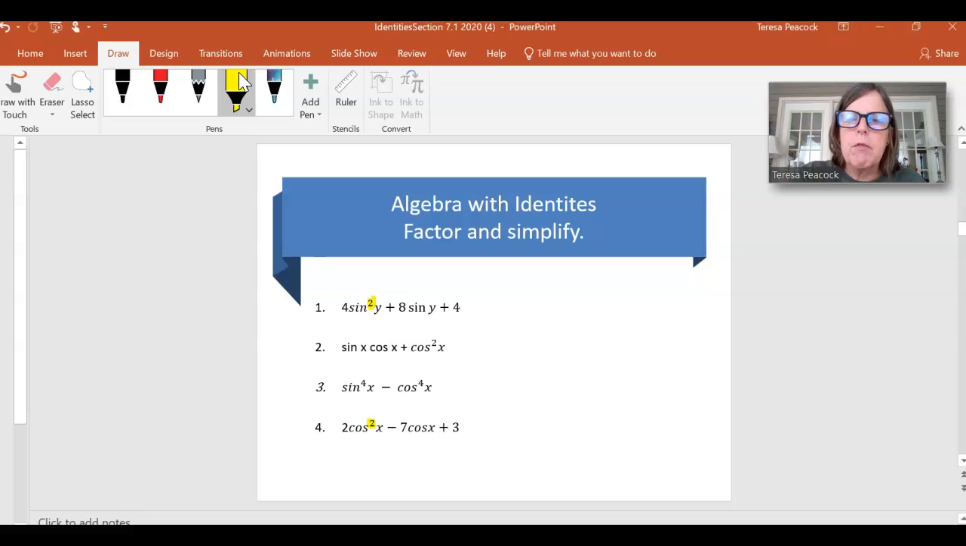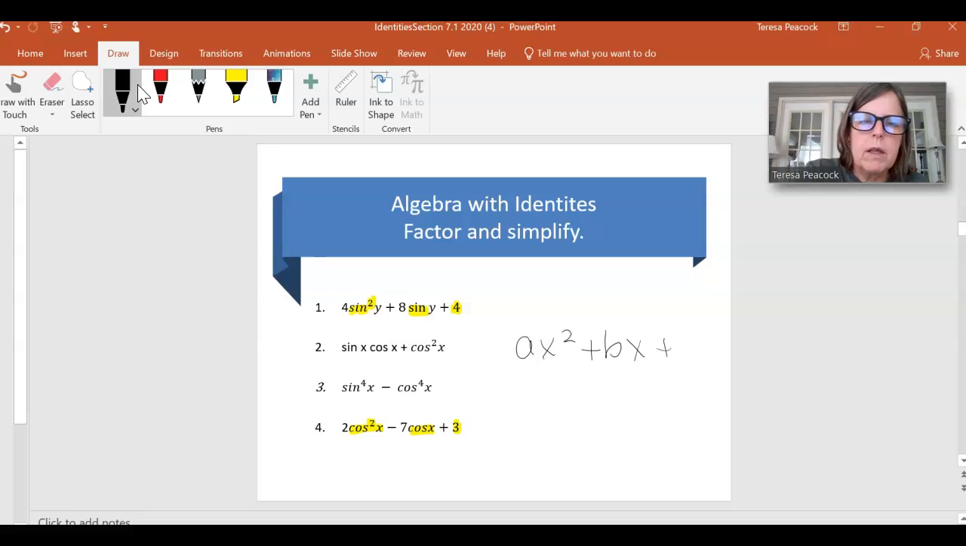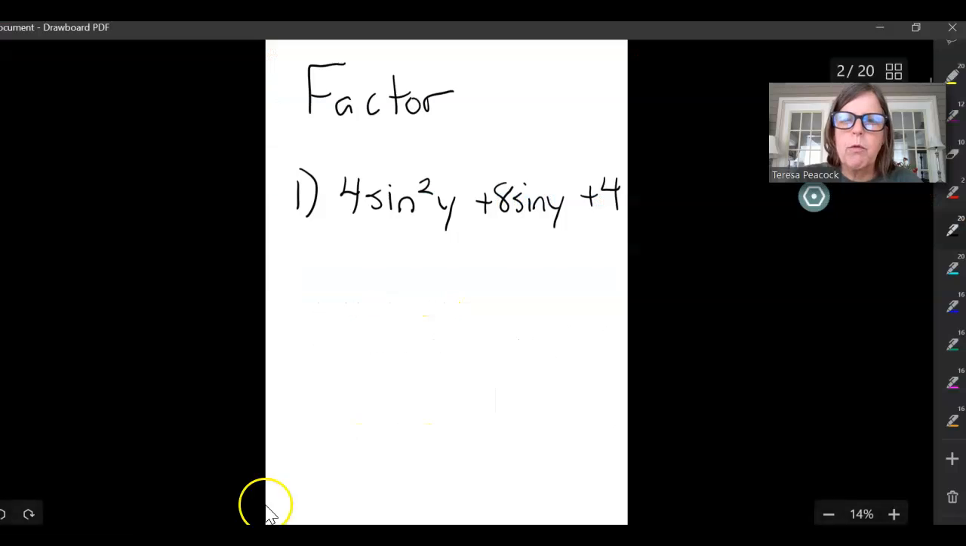And also, if you look at them, they fit that pattern. You have the sine squared and then a single sine and then a constant. Down here at number 4, you have a cosine squared and then a single cosine and then a constant. That fits that pattern of a quadratic equation, ax squared plus bx plus c. There are any number of ways we can factor, but generally speaking, when we have three terms, a trinomial, we try to break it up into a couple of different factors. So I want to do number 1 and number 4 first.